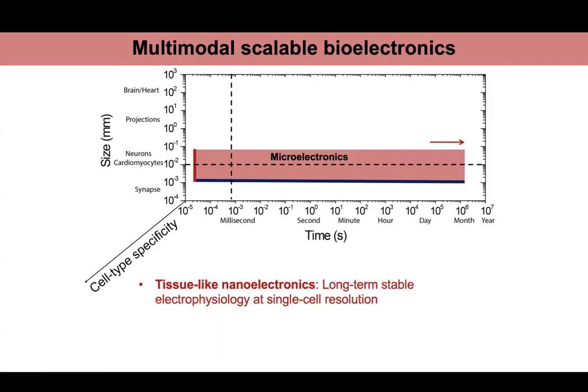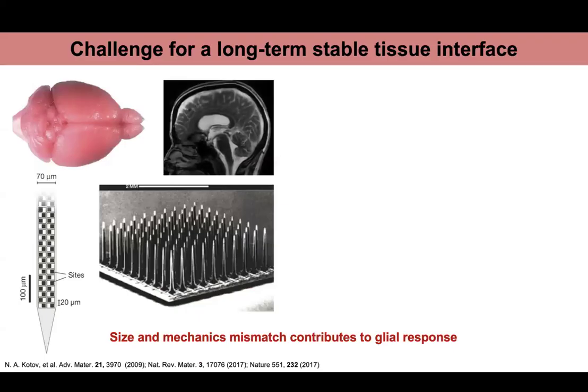So in the first part of my talk, I really want to introduce our efforts to build this tissue-like nanoelectronics that overcomes the issue to provide long-term stable electrophysiology at single cell resolution. Before I introduce that, we first need to understand what is the challenge that really prevents us from building this long-term stable neural interface in our biological brain. It turns out it's really coming from the size and the mechanical mismatch between the brain and the electronics.